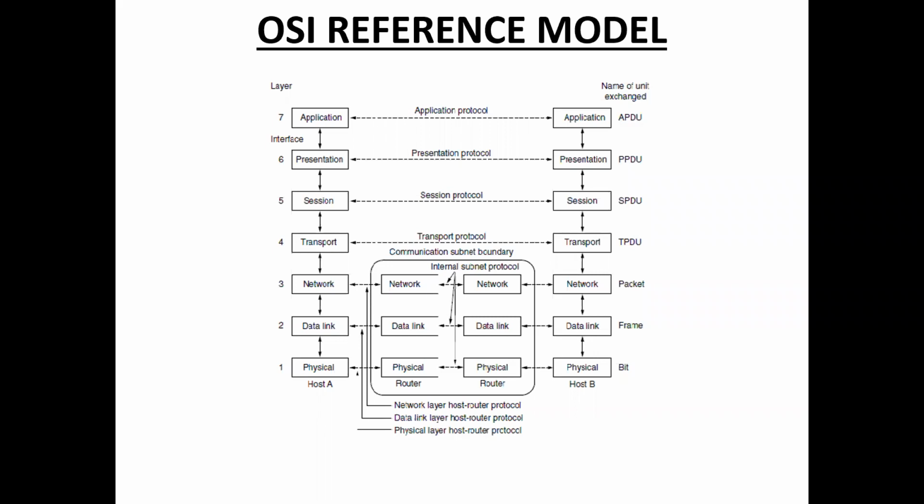The two services provided by the transport layer are connection oriented service and connectionless service. There are two protocols in the transport layer, TCP and UDP, transmission control protocol and user datagram protocol. TCP is a connection oriented service and UDP is a connectionless service. Here also the data in the transport layer is in the form of segments, the Transport Layer Protocol Data Unit, TPDU.